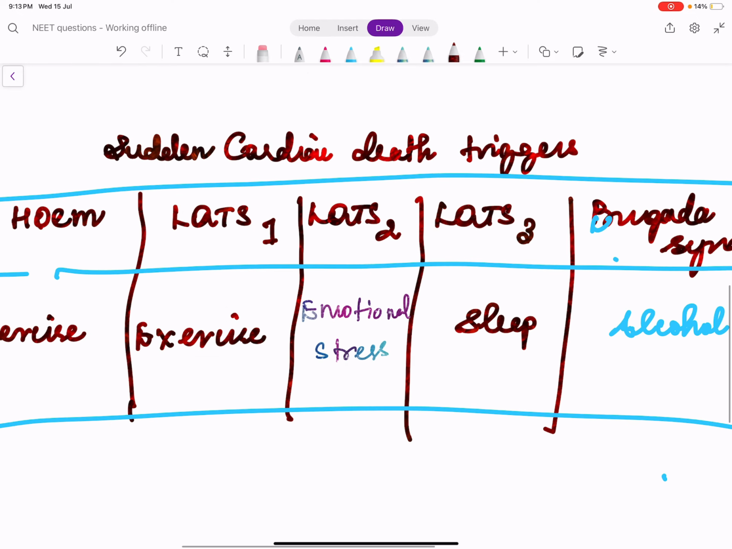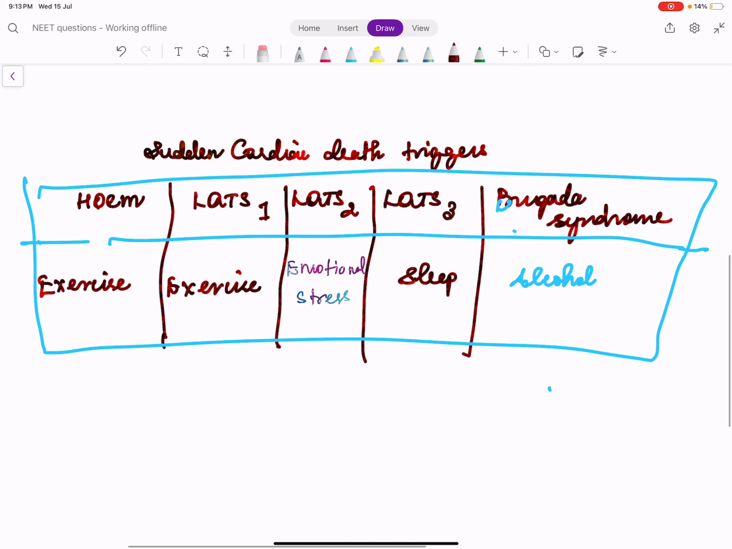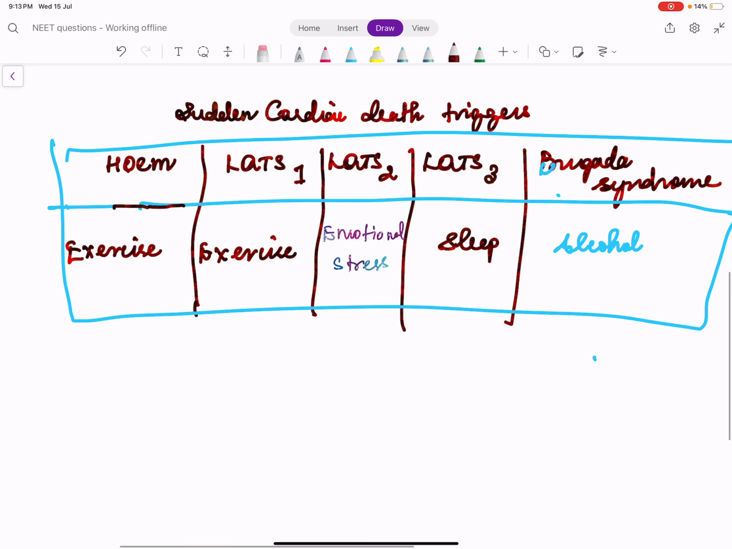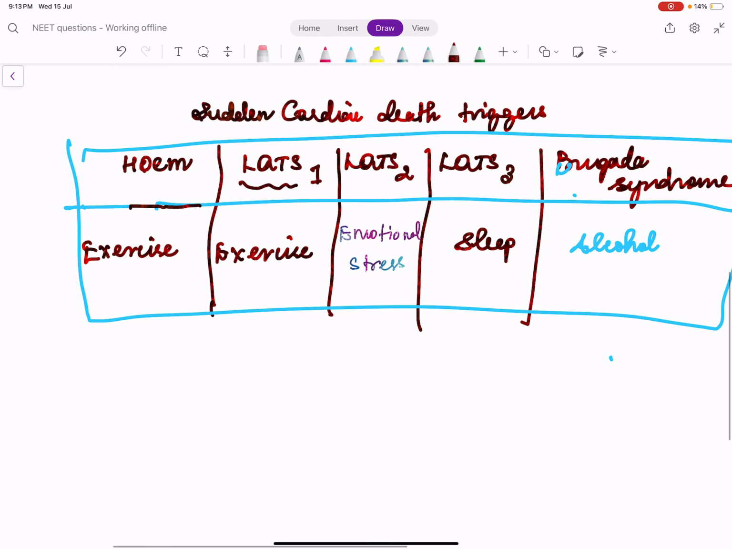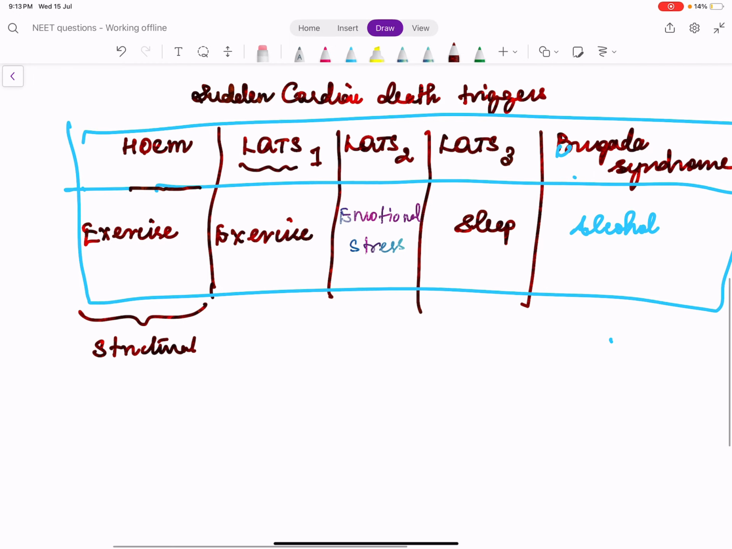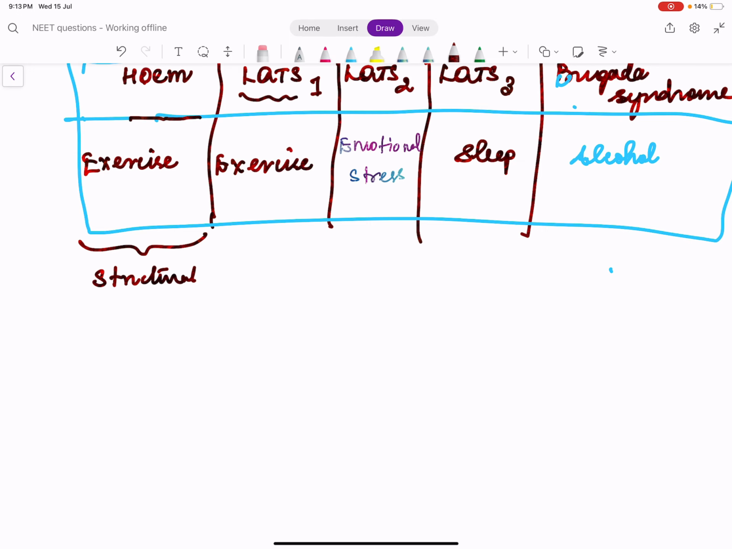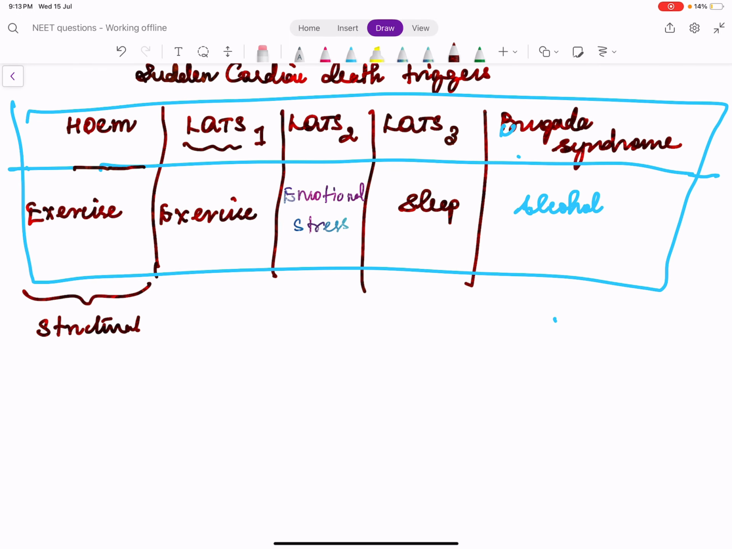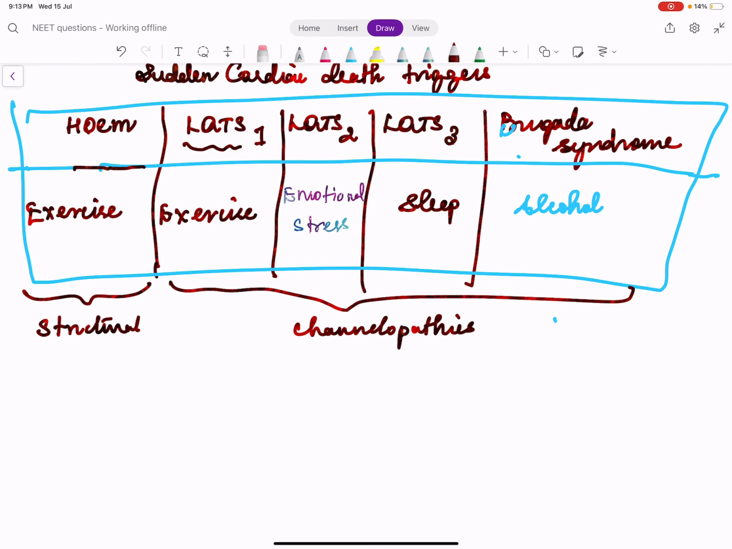Even though this question is easy, I brought this question to show you this one. These are some diseases causing sudden cardiac death: HOCM, long QT syndrome 1, long QT syndrome 2, long QT syndrome 3, and Brugada syndrome. HOCM is a structural disease where I told you there will be asymmetrical septal hypertrophy of the heart and systolic anterior movement of mitral valve. Whereas LQTS 1, 2, 3 and Brugada syndrome are called channelopathies. So when channels become abnormal, arrhythmias occur.